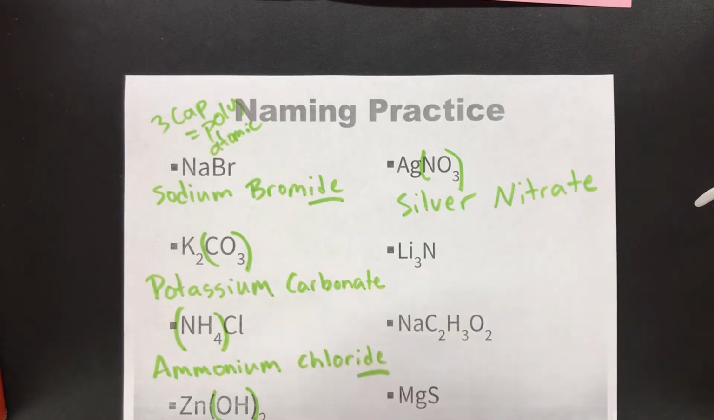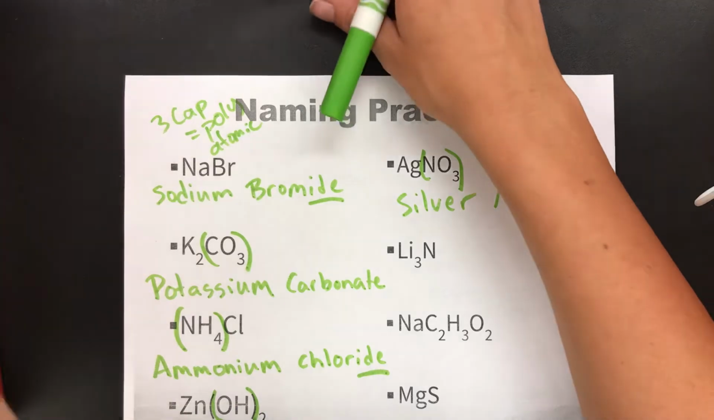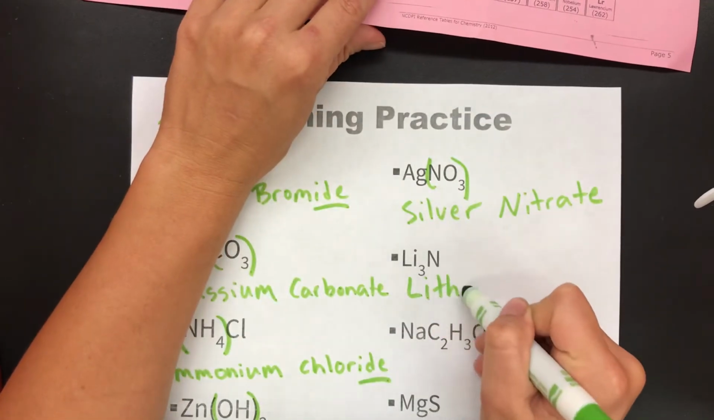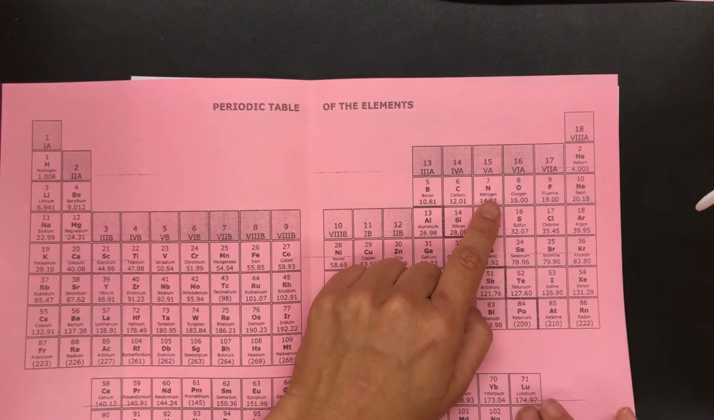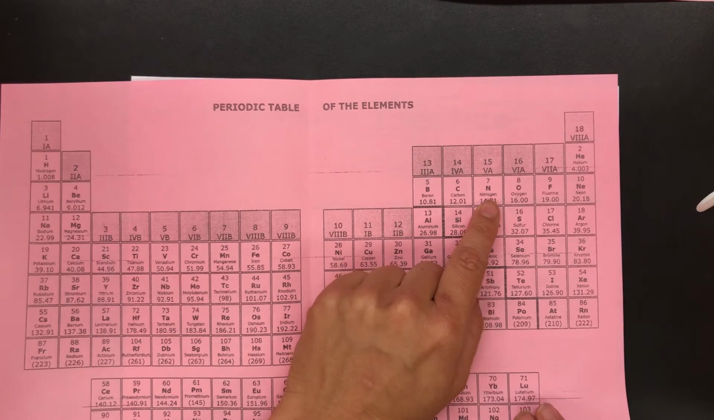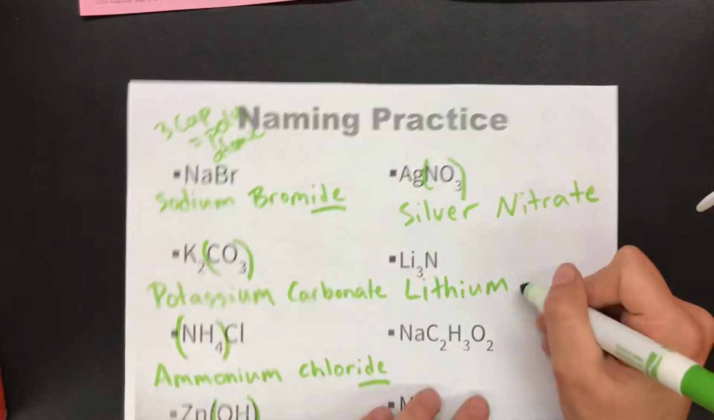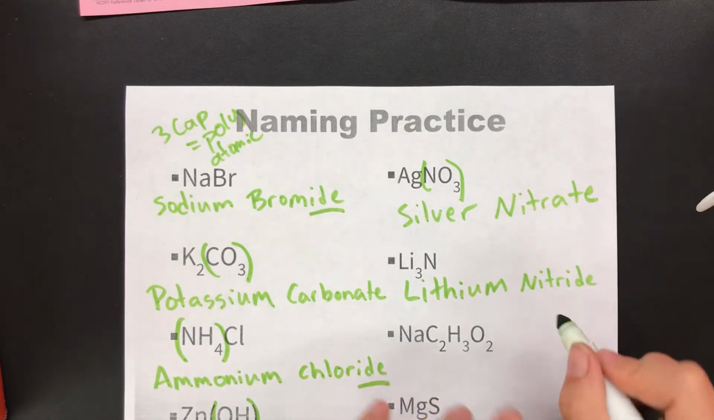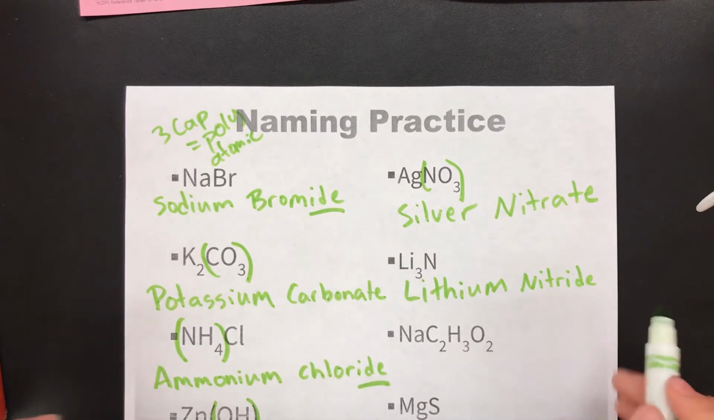So Li3N, how many capital letters? Only 2. So do we have a polyatomic? No. You're just going to name the parts. So Li is here. It is lithium. And then we hit N, nitrogen. Now this is one of those weird ones. Where does this "ide" come from? Where does it go into? Okay. So what's going to happen with this one is it's just going to be nitride. You get rid of the OGEN part, okay, and that's it.